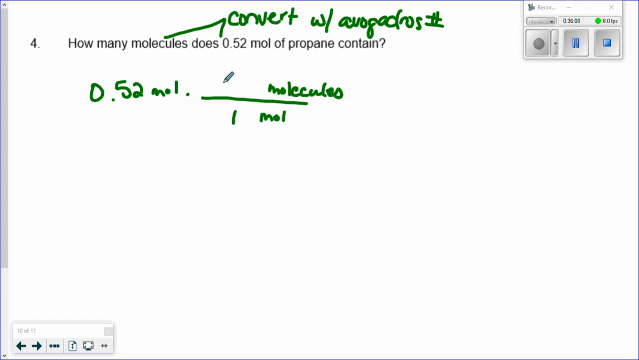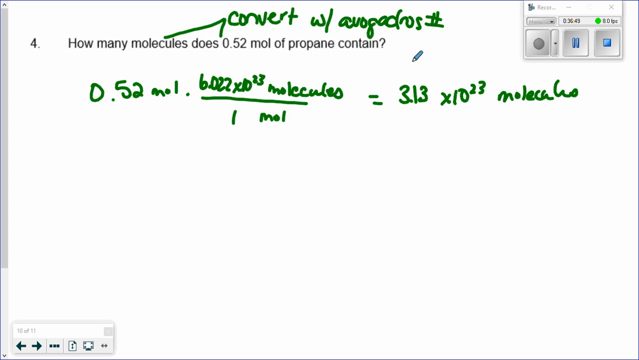So 1 mole is equal to 6.022 times 10 to the power of 23. So that will get me 3.13 times 10 to the power of 23 molecules. So that's saying in just over half a mole, there are 3.13 times 10 to the power of 23 super tiny little individual propane units within it. So we don't need to calculate out the molar mass of propane.